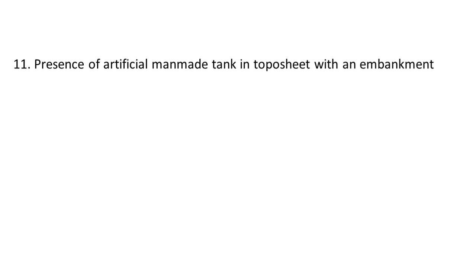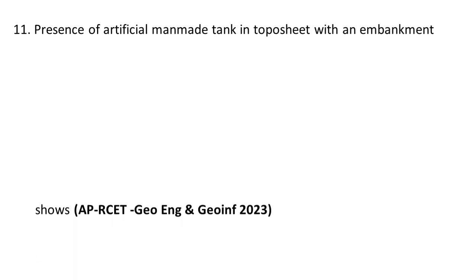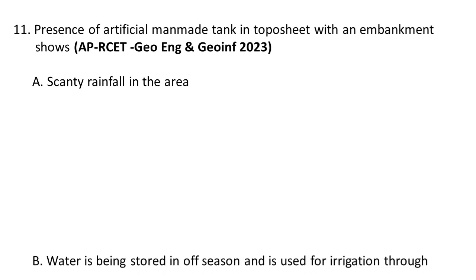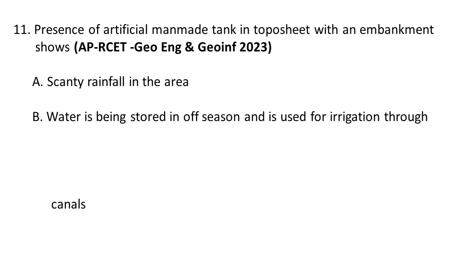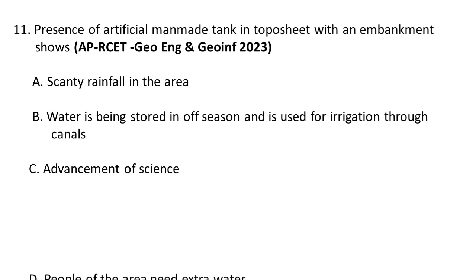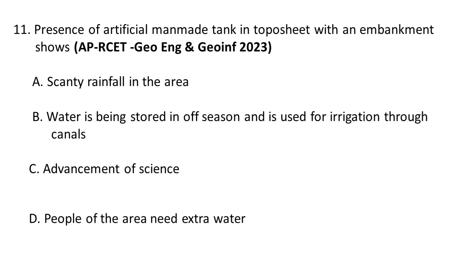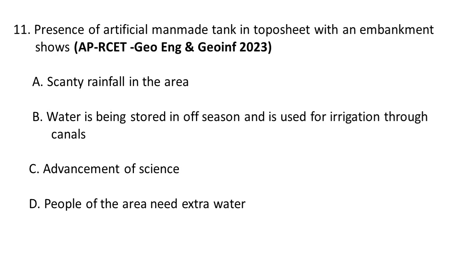Next question. Presence of artificial man-made tank in a topo sheet with an embankment shows. So what does the presence of the artificial man-made tank in the topo sheet with an embankment show? A, scanty rainfall in the area. B, water is being stored in off season and is used for irrigation through canals. C, advancement of science. D, people of the area need extra water.